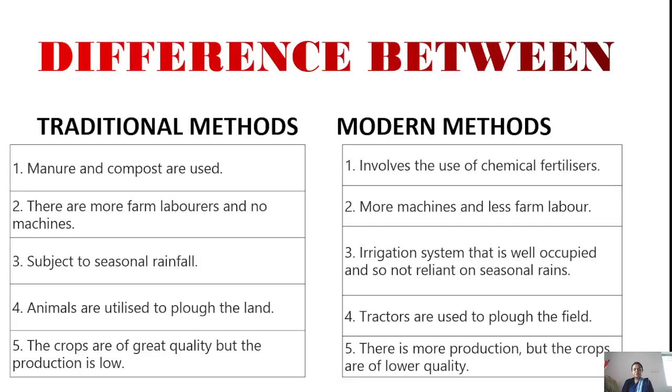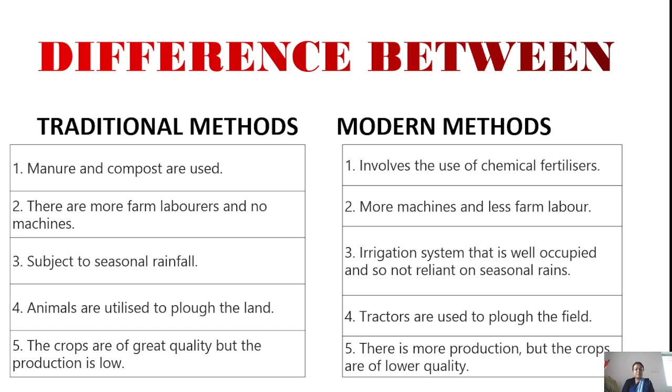Next, let's see some differences between the traditional and the modern methods. First, let's see the traditional methods. In the traditional method, manure and compost are used in the soil to improve its fertility. But in the case of modern methods, we use chemical fertilizers. Traditional methods are more labor intensive and machines are not used. In modern methods, more machines are used and it is a less labor intensive technique.